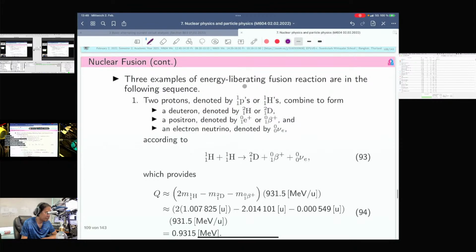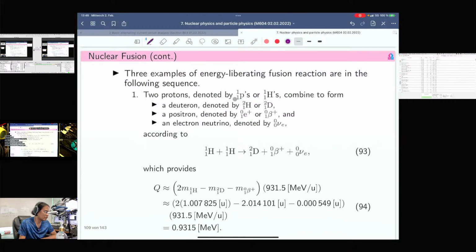Okay, even though we don't have fusion on Earth, humans are clever. They can analyze the nuclear fusion on the sun, which takes place all the time. Okay, 2 protons, denoted by 1,1p, or hydrogen 1,1, combine to form a deuteron, right? You know deuteron, H 2,1 or D 2,1.